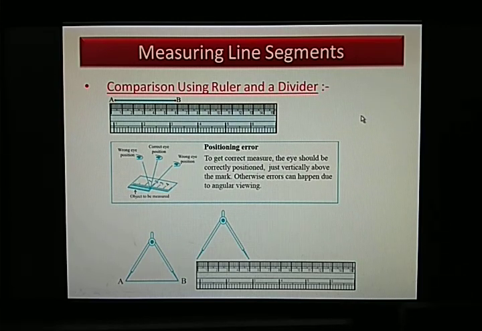You can go back to your textbook and see for yourself. Also you can practice the three methods at home and see which is most suitable for you to measure a line segment.